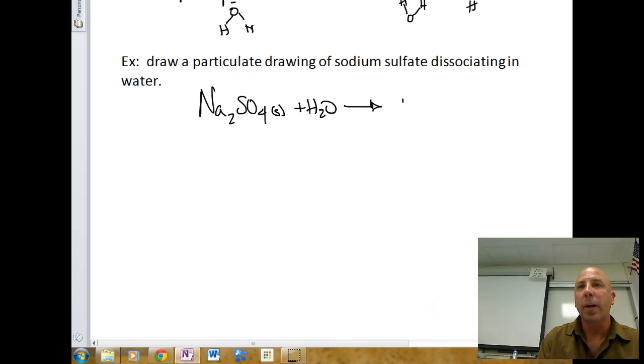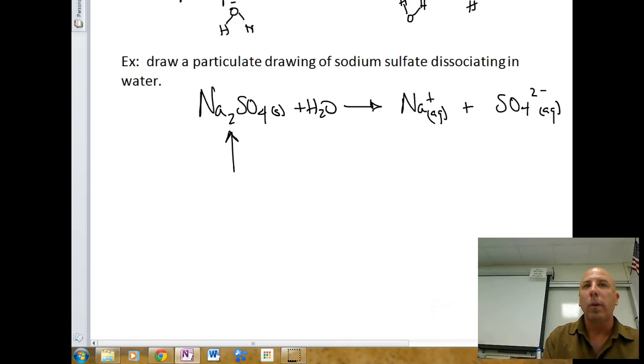When this breaks up, it's going to break up into the sodium ion and the sulfate ion, just like this. And these are going to be aqueous. This is a 2 minus, and this is a 1 plus, aqueous. Now, one of the things we need to remember is we need to balance this. On the other side, we have 2 sodiums per 1 mole of sodium sulfate, so this is going to give off 2 sodiums to 1 sulfate ion.